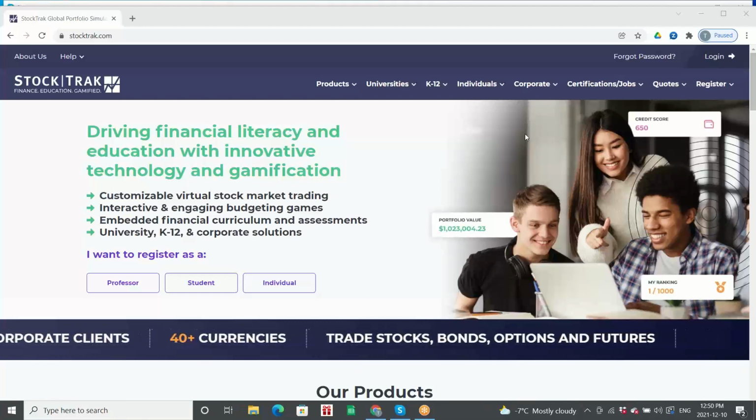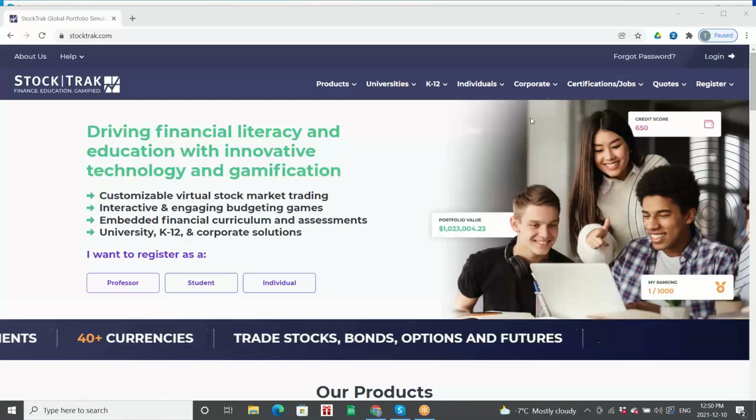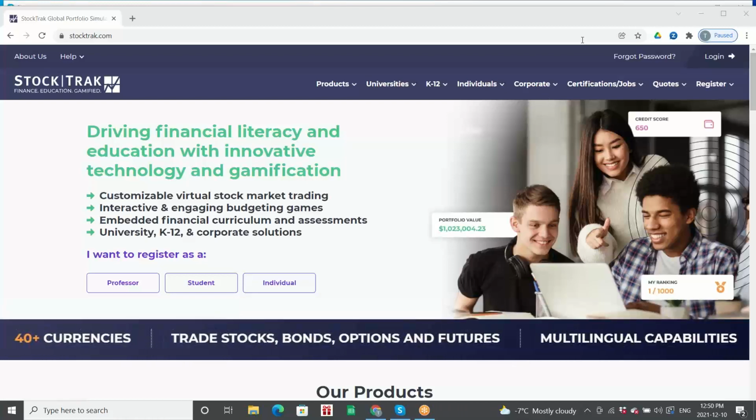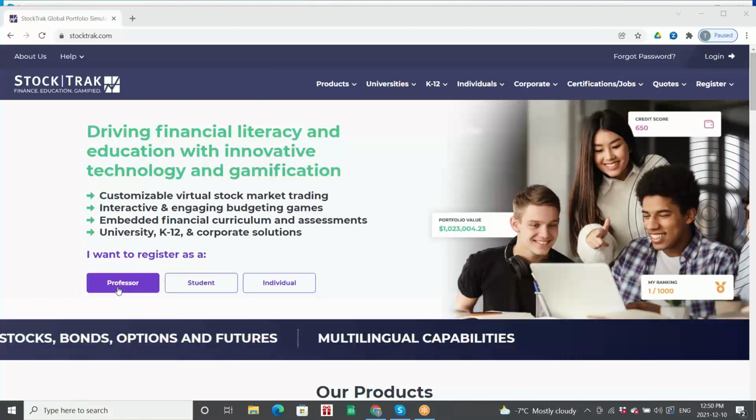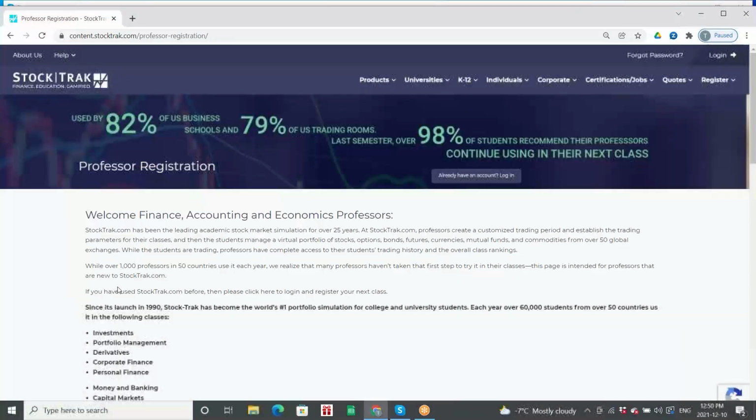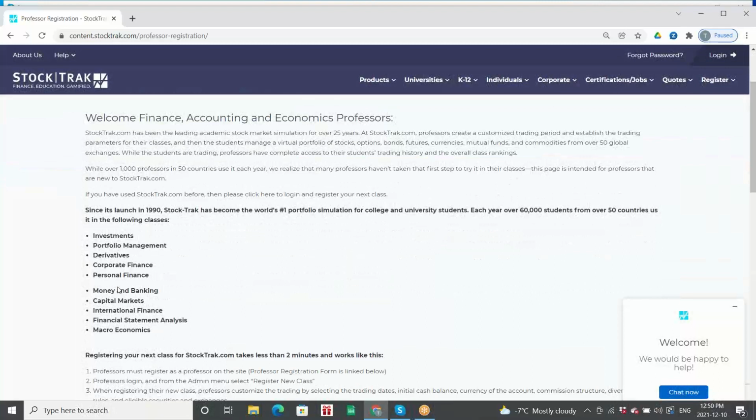So how does StockTrak.com work? StockTrak.com is really simple to use because if you're a professor, you're just going to come over here. The first thing we need you to do is register as a professor. Registration is free and very simple.